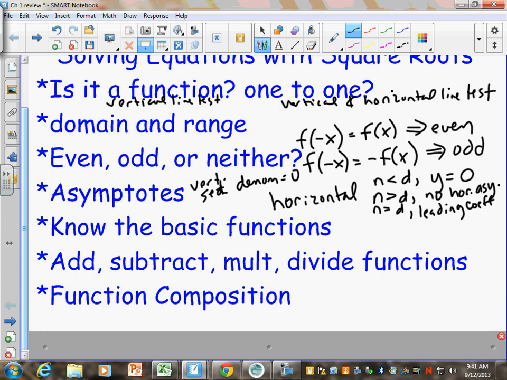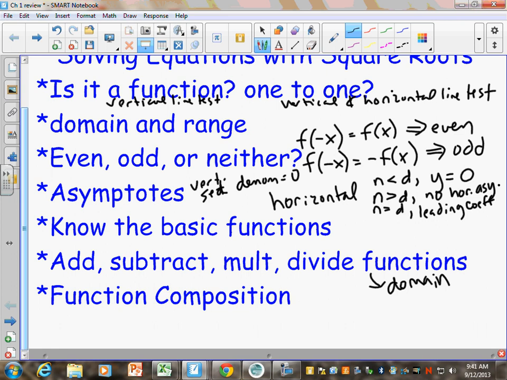Add, subtract, multiply, and divide functions and the domains that go with that. That was section 1.5, I think. Remember adding, subtracting, multiplying, and dividing. If you can put them together, you put them together. But a lot of times you can't even combine like terms, so it's not that much to do. But for the domain, you have to take into consideration what the original domains were.